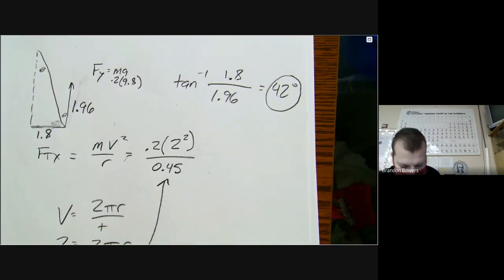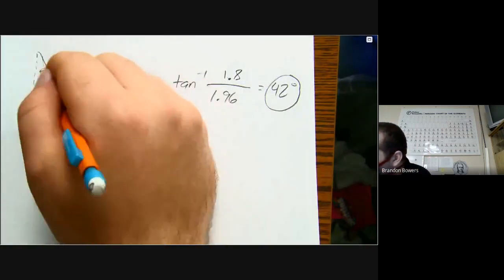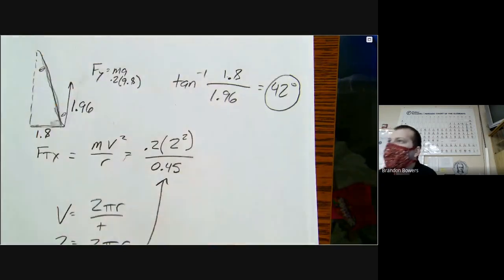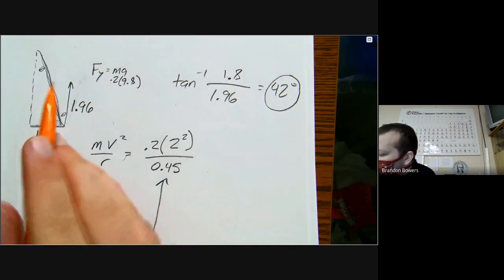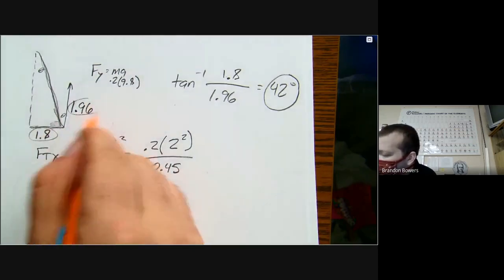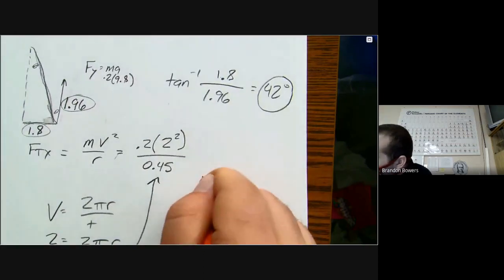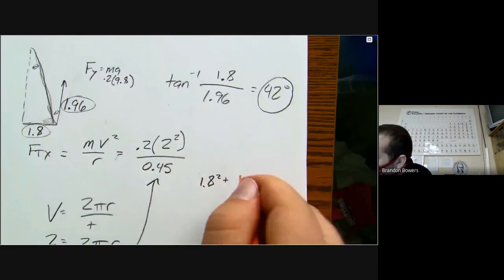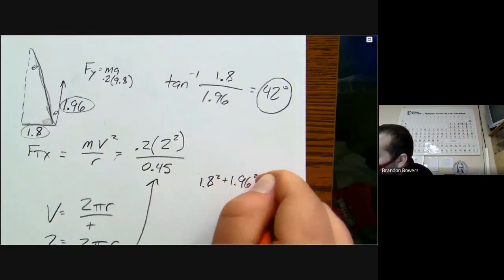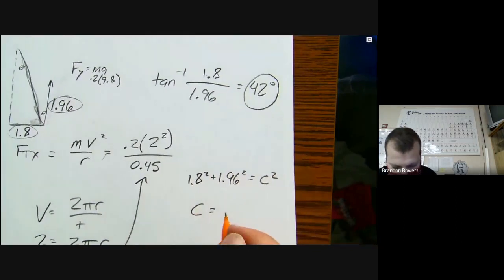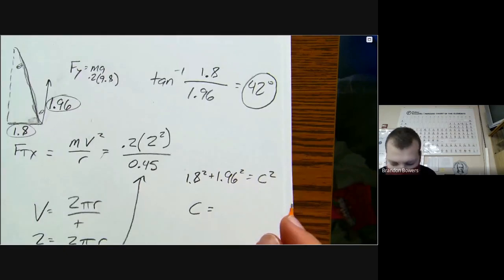Now, that was the first question. Then it said, what is the tension? So what is the hypotenuse? How can I solve for the hypotenuse? Pythagorean theorem. So a squared plus b squared equals c squared. So I'm going to have 1.8 squared plus 1.96 squared is equal to c squared. And I got my answer to be 2.64.